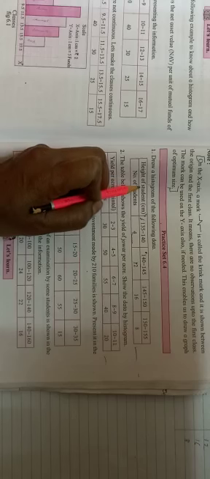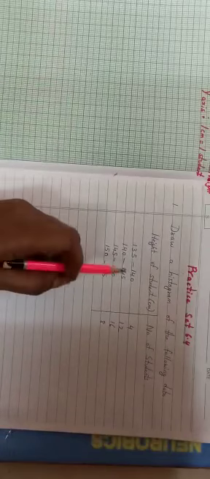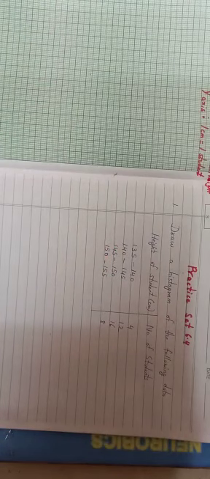Today we will learn how to draw a histogram of the following data. The data is the height of students in centimeters. These are all classes, and the number of students, this is the frequency, is given to you. First, I have copied the question here. Now, what is the procedure?